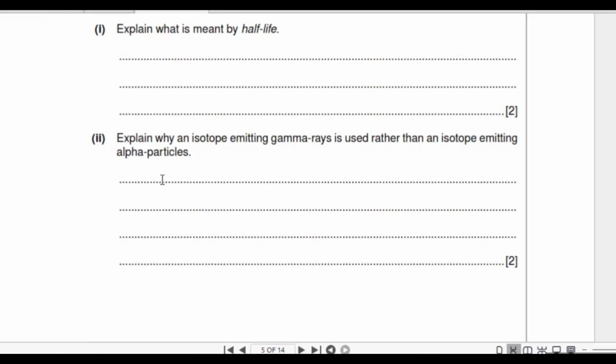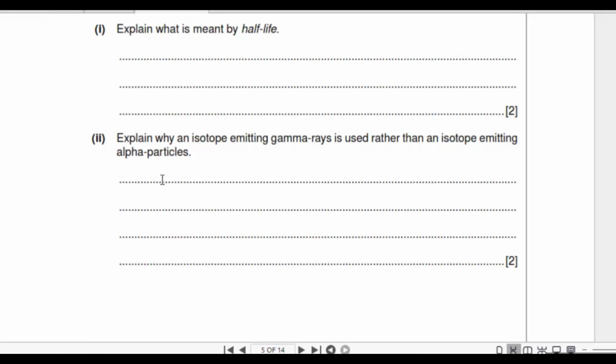Second, an isotope emitting gamma rays is used rather than an isotope emitting alpha particles. And what else? Alphas are ionizing radiations, so they will ionize the blood cells, and that is dangerous. That is fatal for the patient. The patient can die, or the tumor or cancer can increase or become more unstable.